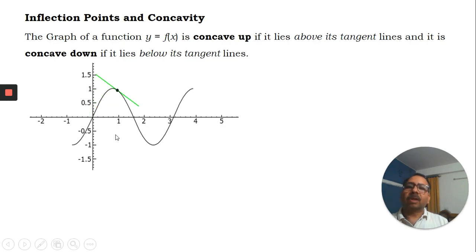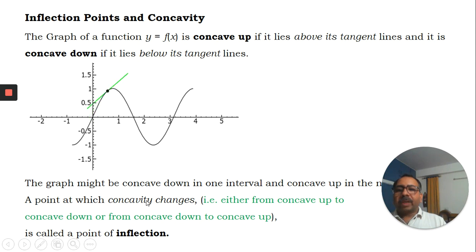So see how the curve changes from concave down to concave up as it is now above the tangent lines. Now the curve will again come below the tangent lines. So the curve frequently changes into concave up, concave down, and so on. The graph might be concave down in one interval and concave up in the next interval. So a point where it changes from concave up to concave down, or from concave down to concave up, is called a point of inflection.